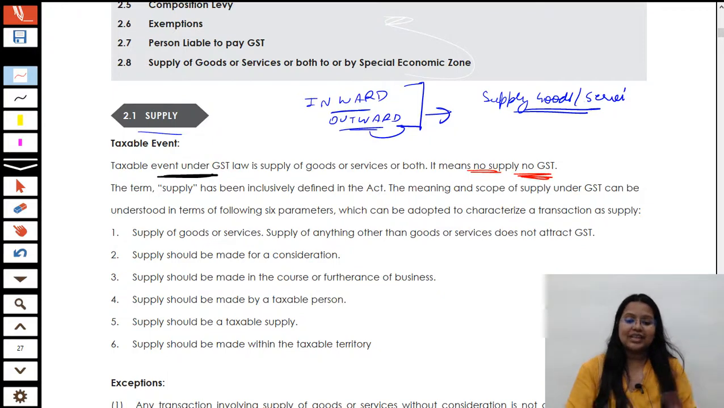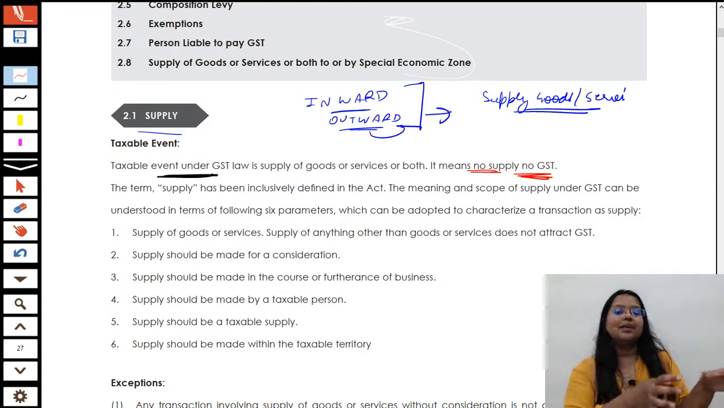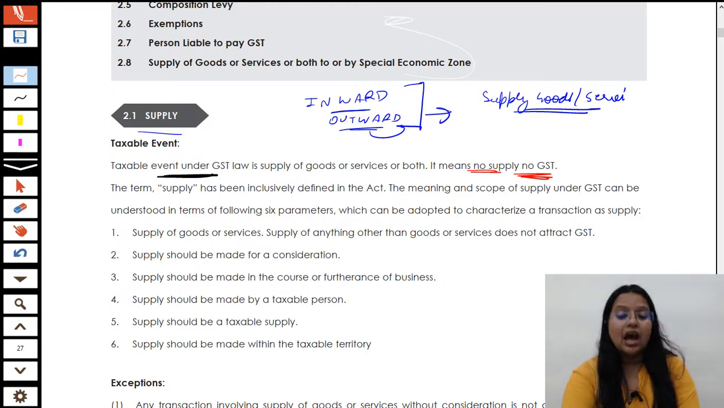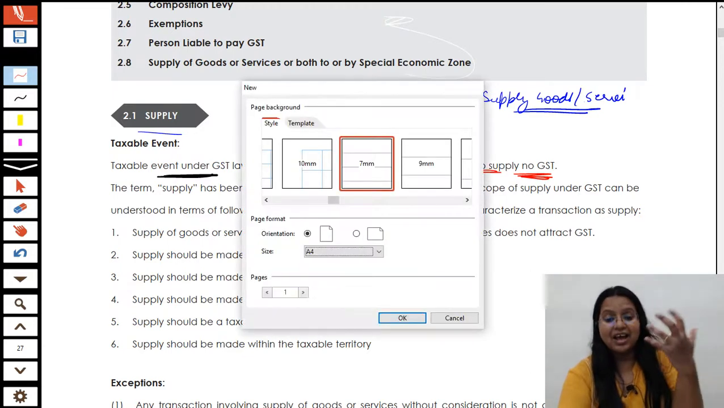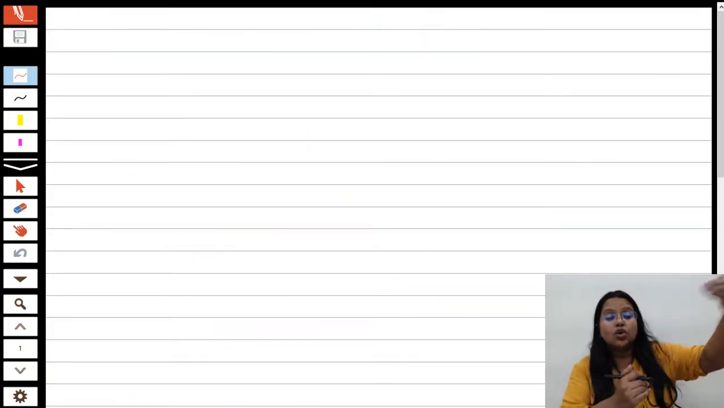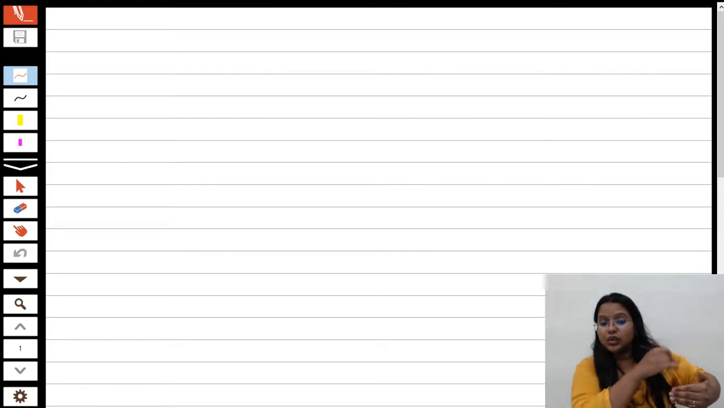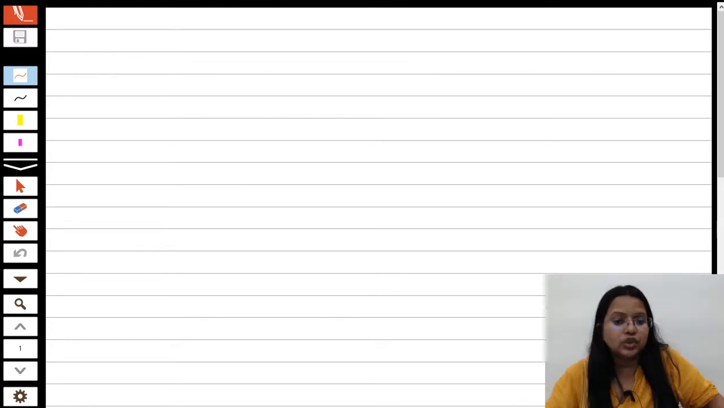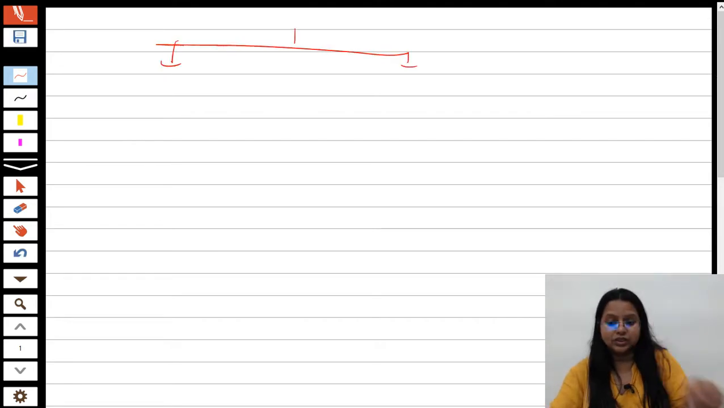Okay. Now the next question which is very important for the examination is how many parameters are there in the GST. It means how many activities, how many transactions, how many basic parameters are there. If those parameters are not included in any activity, that activity will not be considered as supply. Okay, so I am categorizing those parameters into two categories. The very first category which I am talking about is the basic parameters.